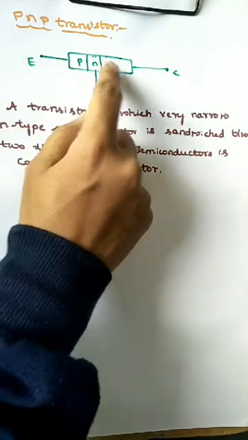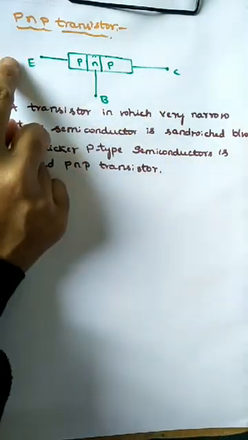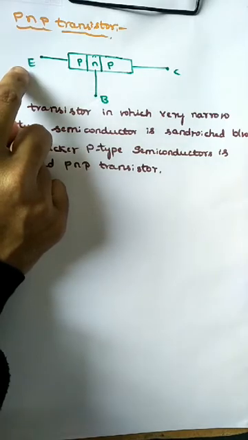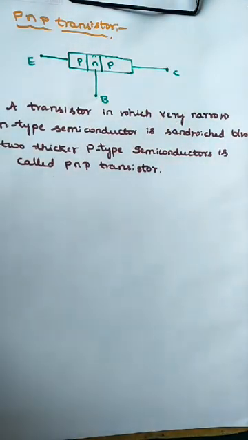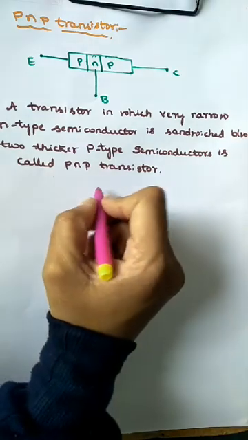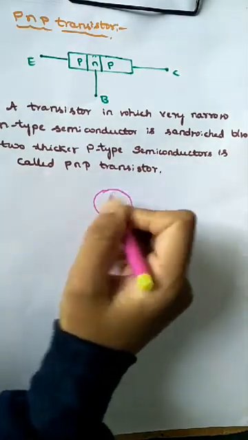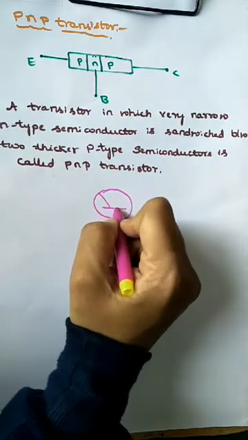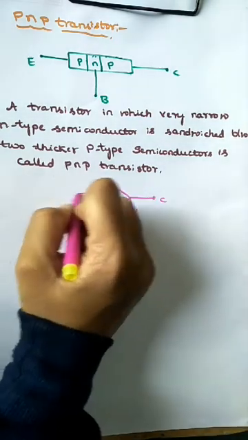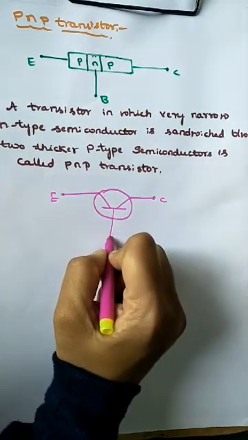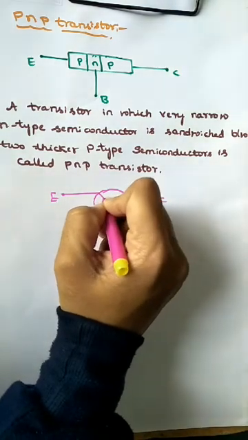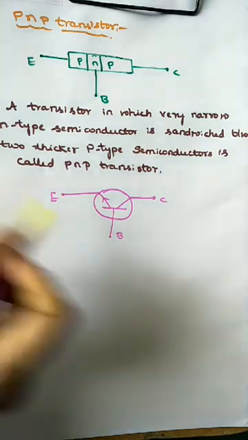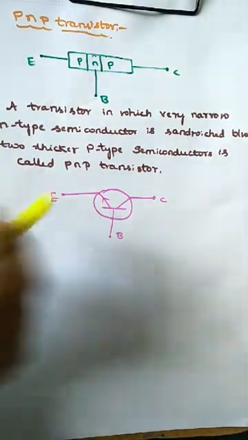So for one P terminal, it is connected to the terminal called the emitter. The N in the middle is the base, and the last one is the collector. The circuit symbol for the PNP transistor is here, the same as in the previous one. This is the collector, this is the emitter, and the middle one is the base. The only difference is the arrow mark, which here points upwards towards the emitter.